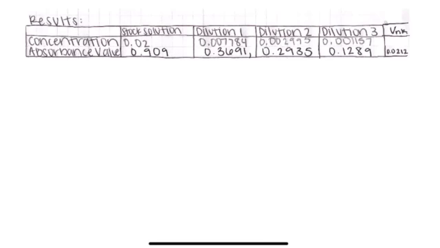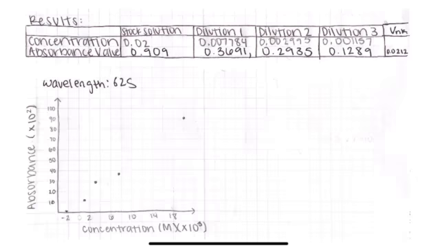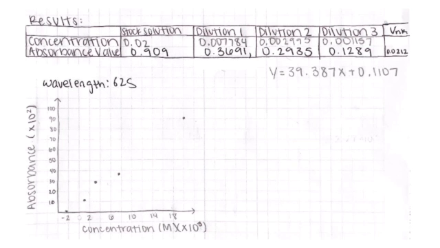We then plotted these values onto a graph and got the equation of the line using Excel. With this equation, we plugged in 0.0212 for y and solved for x, or the concentration of the unknown, giving us negative 0.00227 molarity. Since this value was negative, we knew our measurements must have been slightly off, since it's impossible to have a negative concentration.